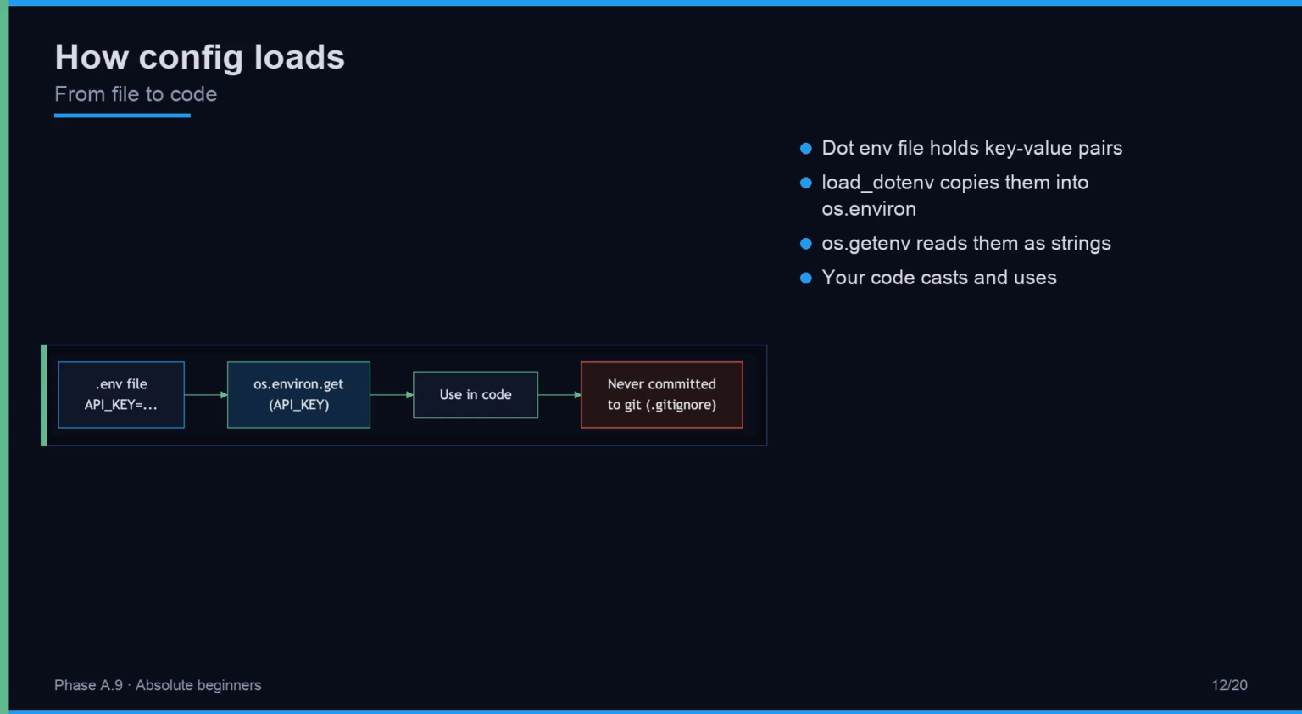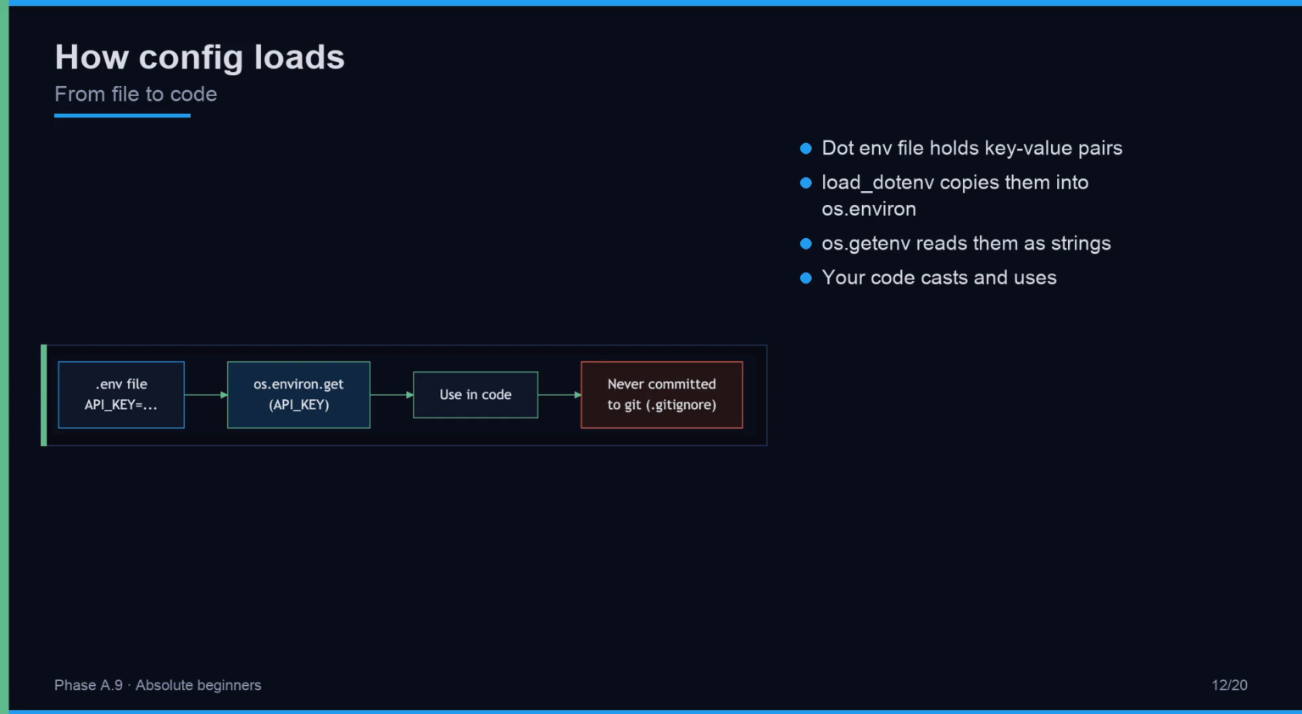Your code calls os.getenv to read a value. The value comes back as a string, so you convert it if you need a number or boolean. The code never opens the .env file directly. python-dotenv handles the file. os.getenv handles the lookup. Your code handles only the use.